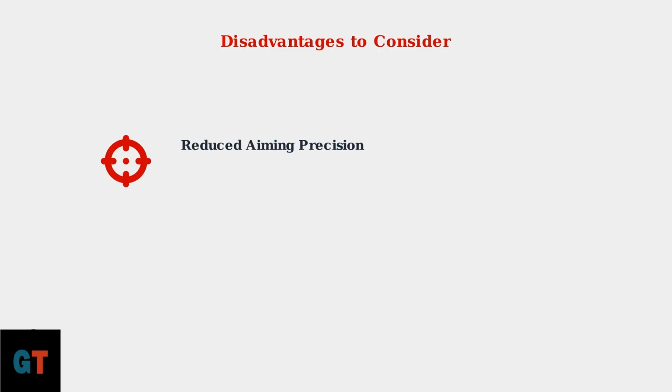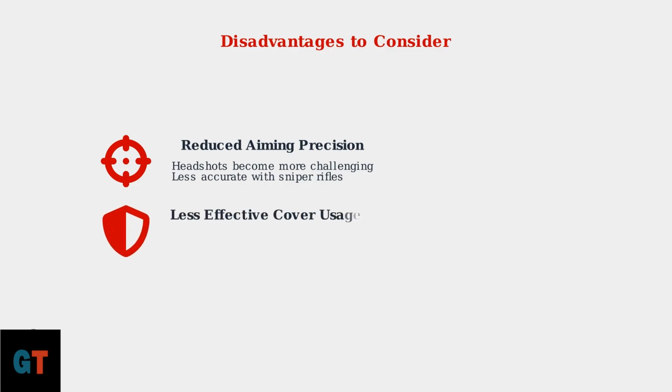The primary disadvantage is reduced aiming precision. Headshots and long-range accuracy can be more challenging, especially with sniper rifles and precision weapons. Additionally, some cover-based strategies become less effective. Precise peeking around corners and using cover optimally can be more difficult from the third-person perspective.